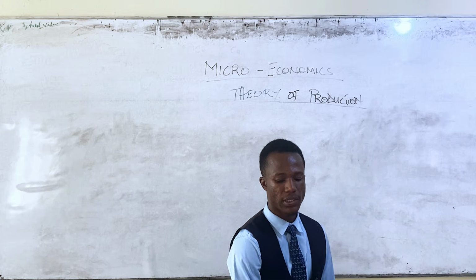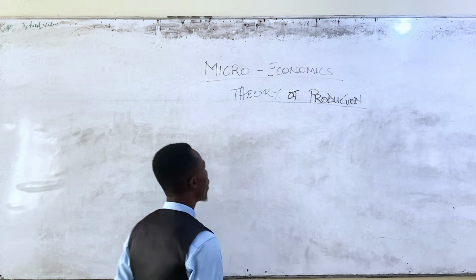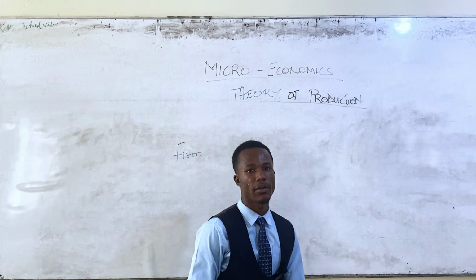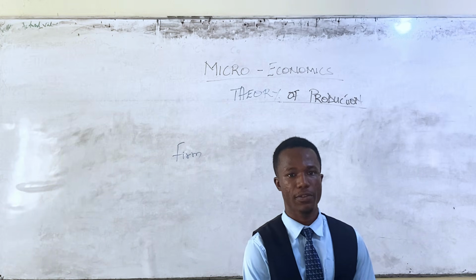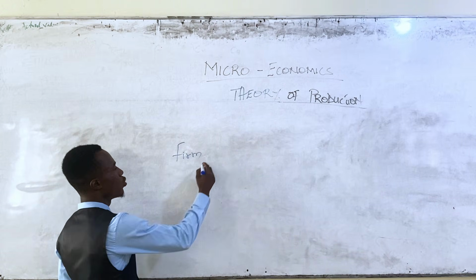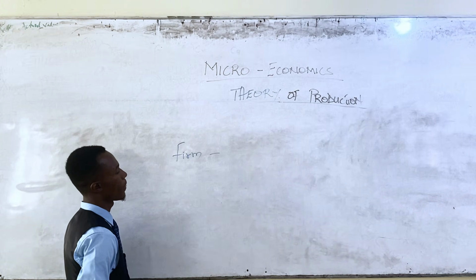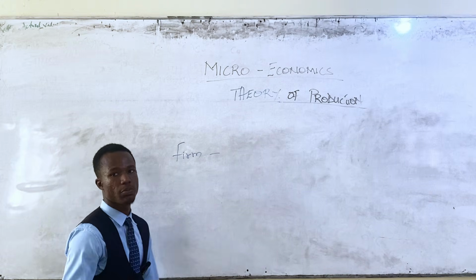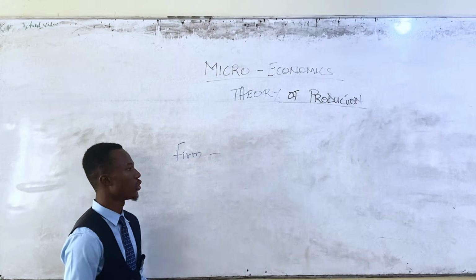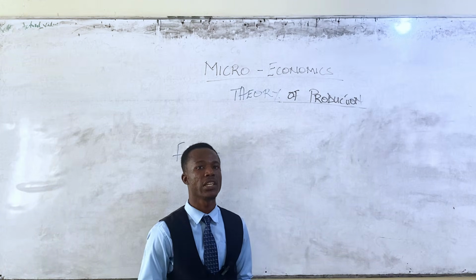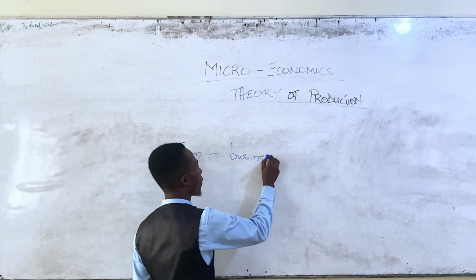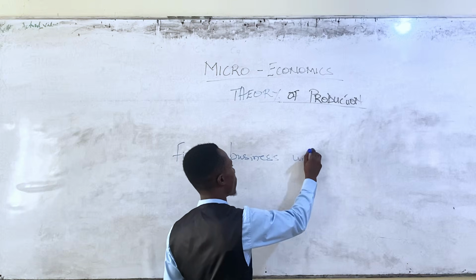Let's start with some of the basic concepts under production. One is firm. When we say firm, what do we mean by a firm? A firm is an organization or a business unit. When you go to the market, any shop that you see is a firm. Do you get it? It is firms that come together to form an industry or a market. So a business unit is a firm.